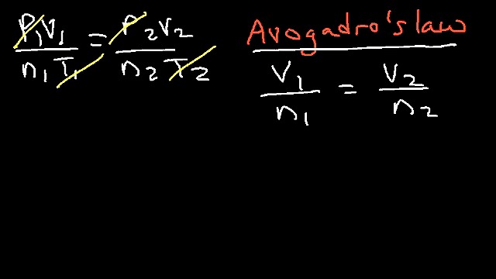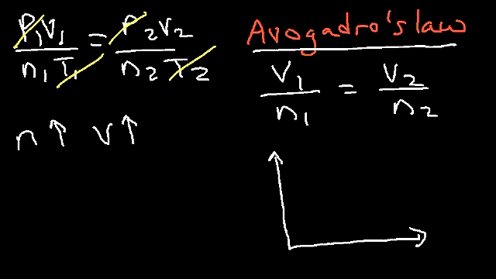So, as you increase the moles of the gas inside of a container, the volume is going to increase. Of course, if it's an expandable container. So let's plot moles on the x-axis and volume on the y-axis. So we have another direct linear relationship. So if you double the moles of gas, the volume will double.